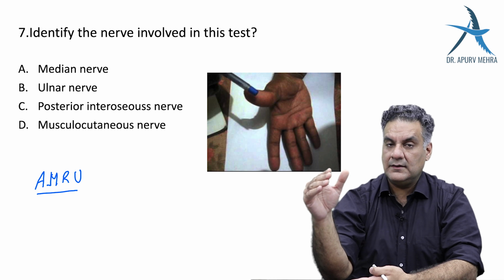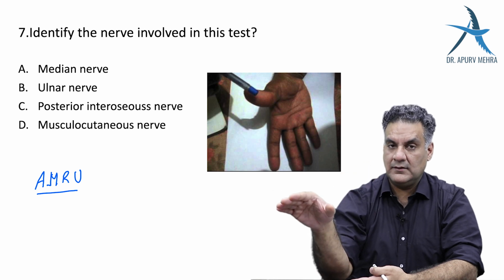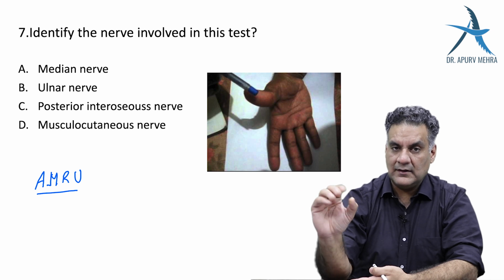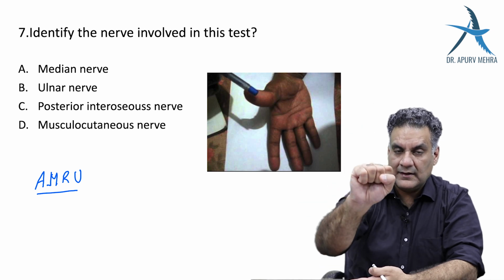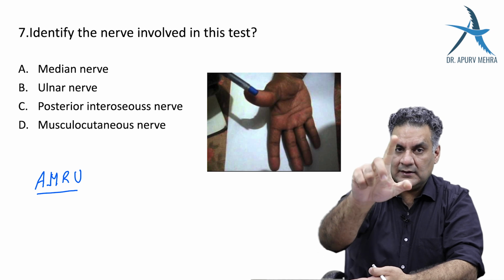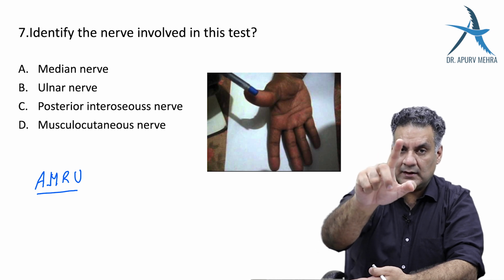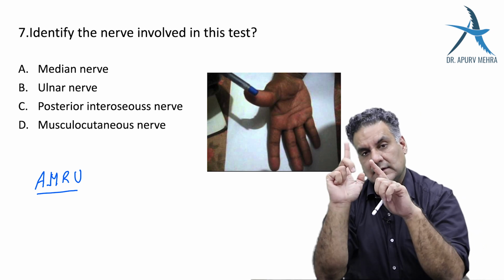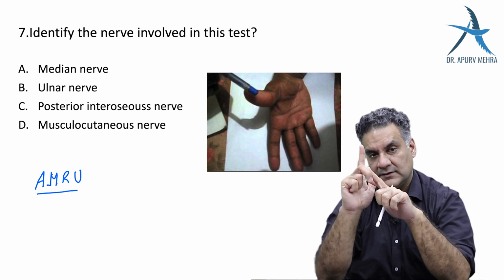When you compare it with the test for the median nerve, in median nerve you have classical pointing index. You ask the patient to make a fist. If his median nerve is paralyzed, his fingers will stand out. And remember, the index finger will stand out completely, but the middle finger is partially flexed.